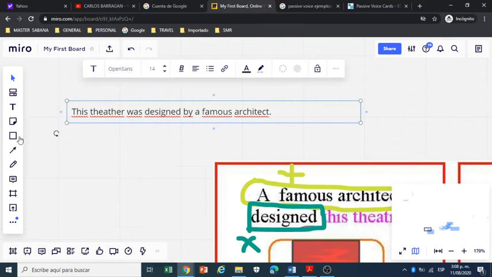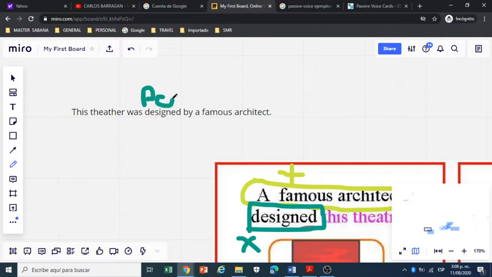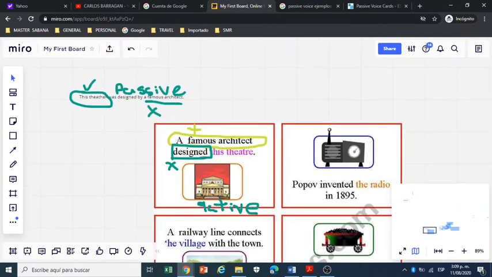Okay, so let's compare these two sentences. This sentence is in passive voice. Okay, passive, because the most important part in the sentence is the action. Okay, what was designed, and in this sentence the most important is the person who does the action. That's the opposite. In this sentence, the famous architect is not important. Okay, the most important is what was designed. Okay, we are going to check the next example.